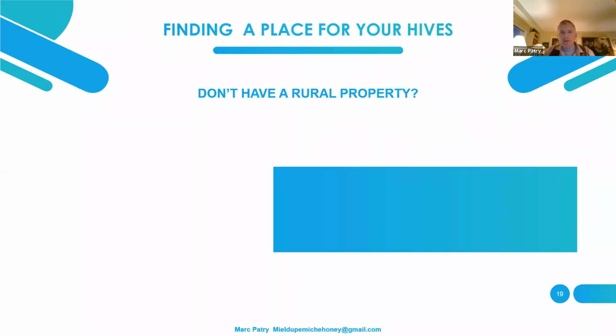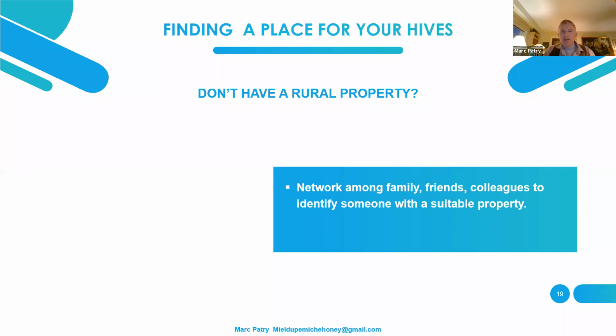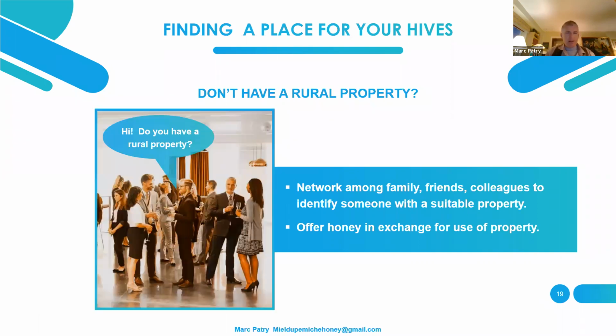So if you don't have a rural property, you can network among your friends and families or colleagues to see if someone might, because a lot of people find it very fascinating. They're happy to host a beehive on a piece of stray land or land they have somewhere outside the city. And you can offer honey in exchange for the use of property. Or remember that first slide of the cocktail party? Well, there you go. You can go to your cocktail party.